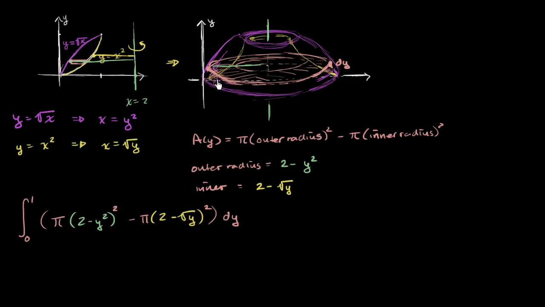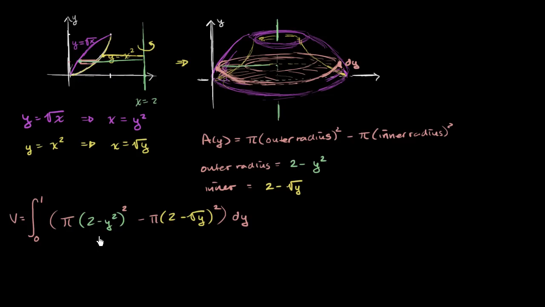Using the washer method, or the ring method, we were able to come up with a definite integral for the volume of this solid of revolution right over here. So this is equal to the volume. And so in this video, let's actually evaluate this integral. The first thing we could do is factor out this pi. So this is going to be equal to pi times the definite integral from 0 to 1.